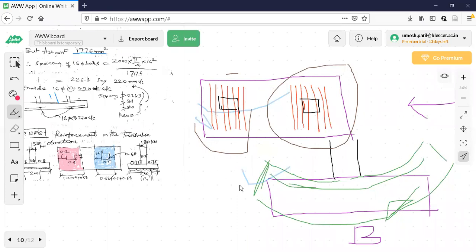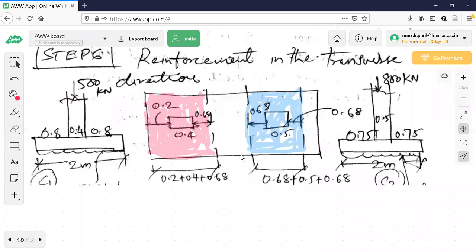You can see here. Now, if you draw this side view of this column, you look at this diagram. This column carries 800 kN. Since this is 0.5, 2 minus 0.5 divided by 2 is 0.75 this side, 0.75 this side. So the cantilever portion is 0.75 on either side.